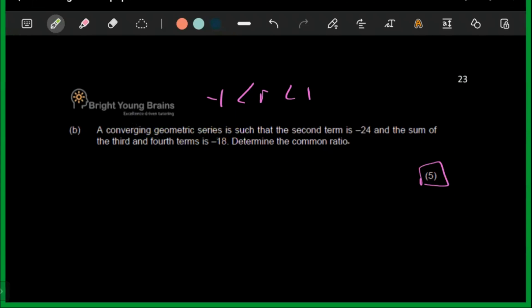So converging geometric series, second term is -24. If it's geometric, remember your expression has the first term as a, the second term is ar, the third term is going to be ar to the power of 2, and then here ar to the power of 3, going on and on and on.